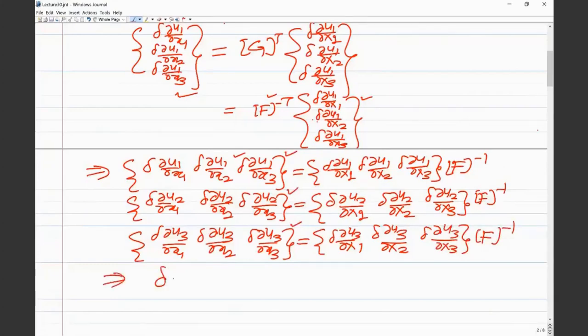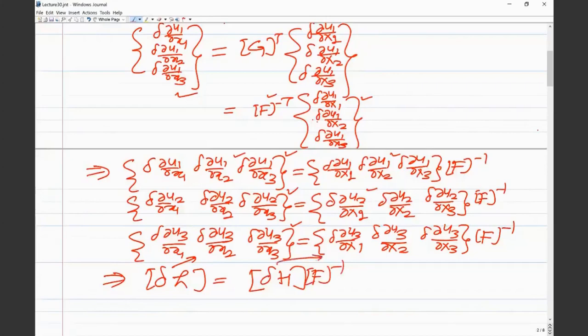So I can say that the delta small h matrix can be written as, and now this I am denoting as delta capital H. This is the first row of delta capital H. Delta capital H is the displacement gradient with respect to reference coordinates, and delta small h is the displacement gradient matrix with respect to current coordinates. So all these three rows are delta H basically, and that can be written as delta capital H into F inverse.